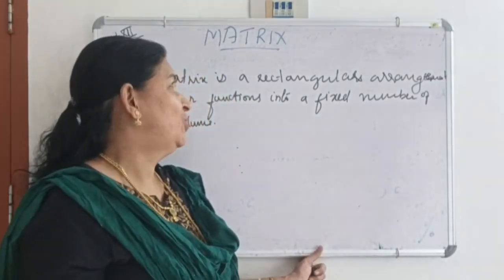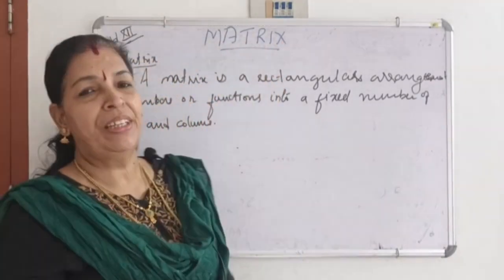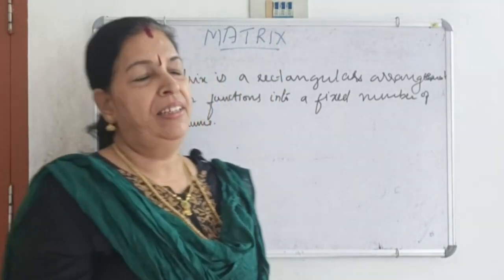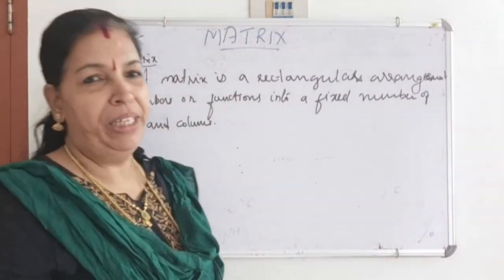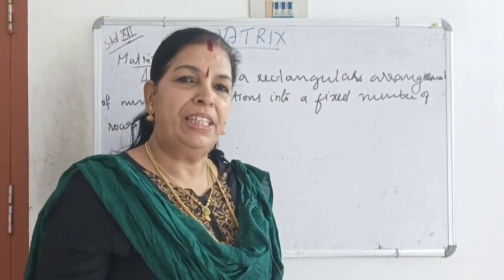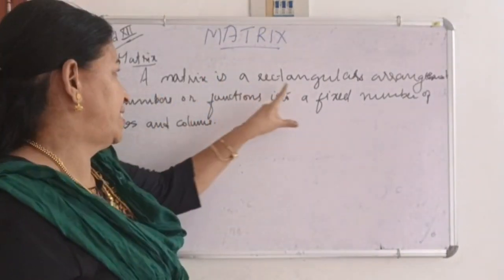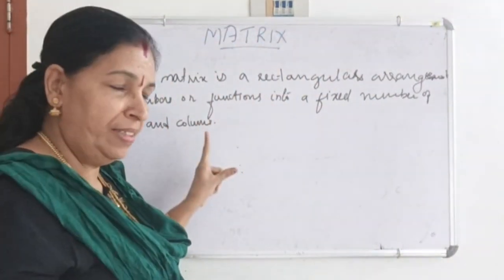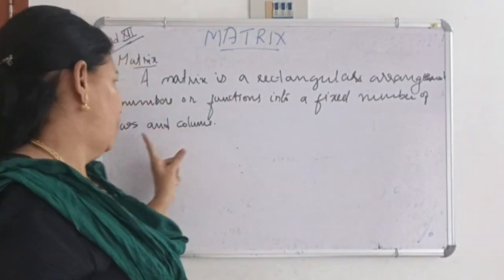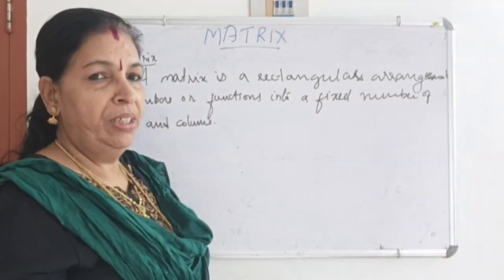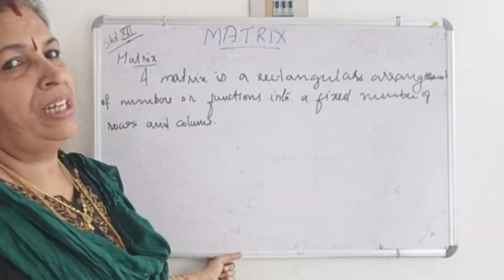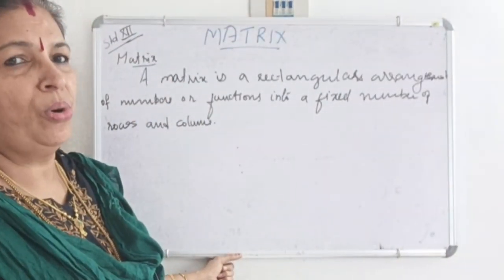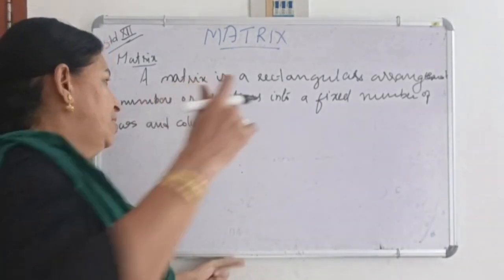Today we are going to study a topic in mathematics, matrices, in 12th standard. What do you mean by the term matrix? A matrix is a rectangular arrangement of numbers or functions into a fixed number of rows and columns. A matrix is a rectangular arrangement of numbers into rows and columns.